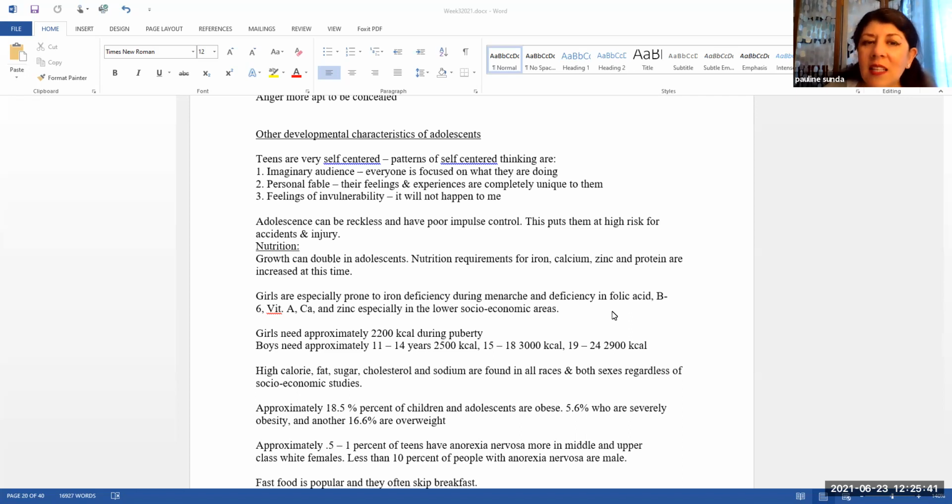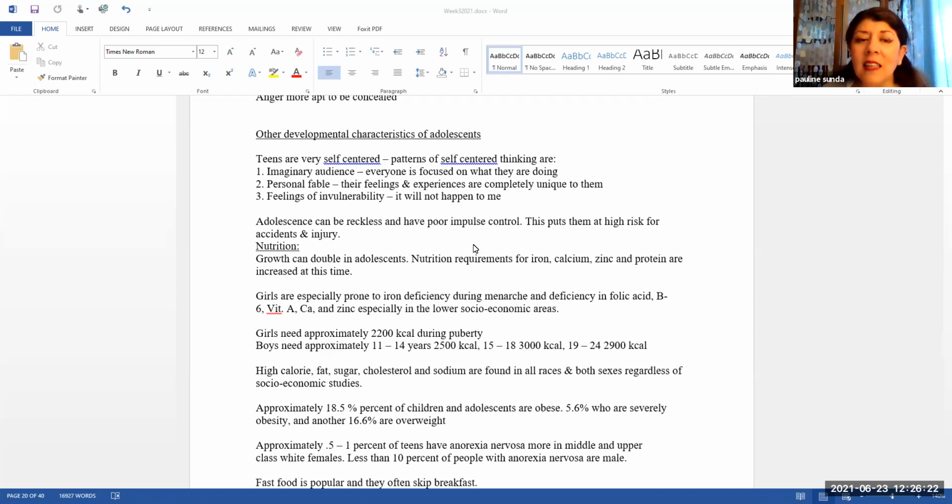So teens tend to be very self-centered, and they have a couple of patterns of self-centered thinking. Number one, the imaginary audience. This is the thought that everybody is watching them and everybody is focused on what they are doing. The next pattern is the personal fable. Here, they believe that their feelings and experiences are completely unique to them, that no other person has ever experienced the feelings that they are feeling as a teenager.